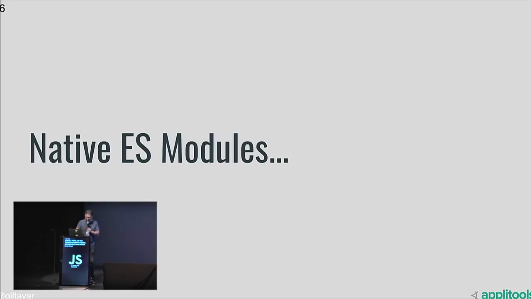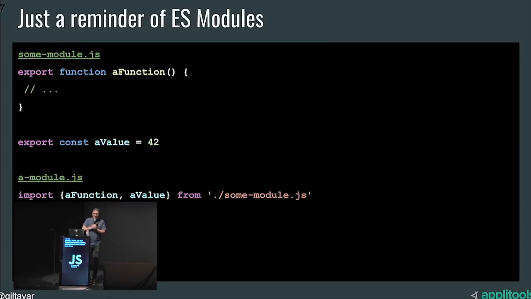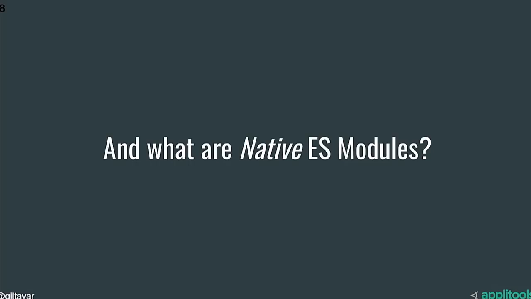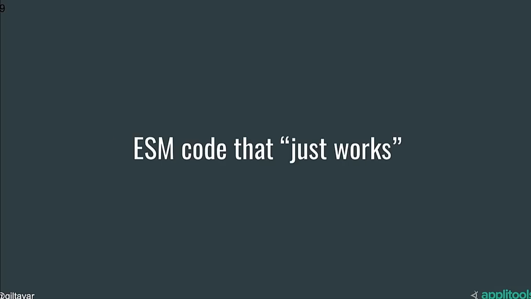Native ES modules. Just a reminder for those of us who haven't used ES modules, it's the export-import thing where, if you're exporting, you have a module, a file, and you export a function or a value or whatever, and then in another module, you import it using that syntax. That is what I talk about when I'm saying ES modules, okay? So everybody's on board. Most front-end developers know what that is because of Webpack and all those bundlers, back-end people, less. Okay. What are native ES modules?